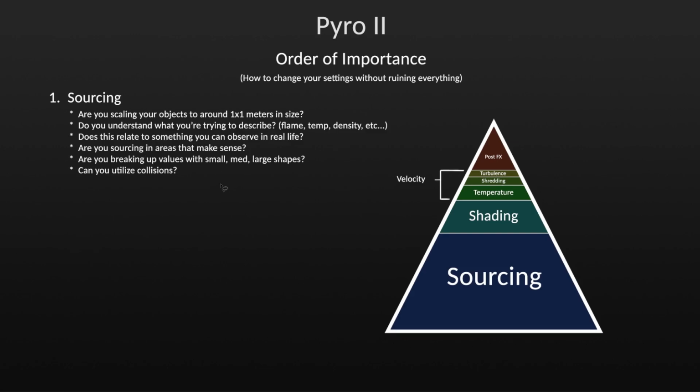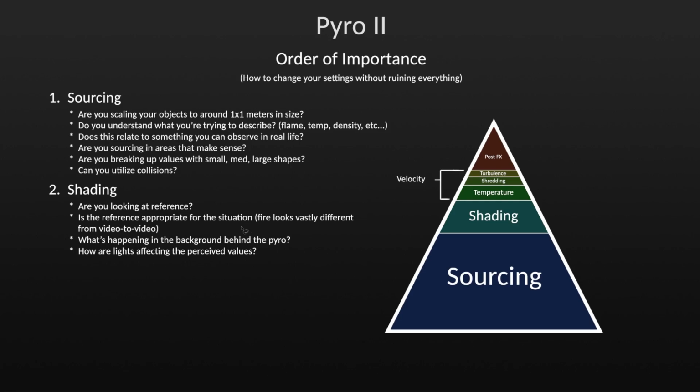Also, are you breaking up values with small, medium, and large noises? That's kind of what we see with that attribute noise and that being rasterized. Maybe if you have an issue with the sourcing, it could be in the way that the animation's happening on those noises. Those are things that you want to double check when you go to make any kind of change with your PyroSim. And then lastly, if you can utilize collisions with the sourcing, that'll usually make a pretty awesome impact as well.